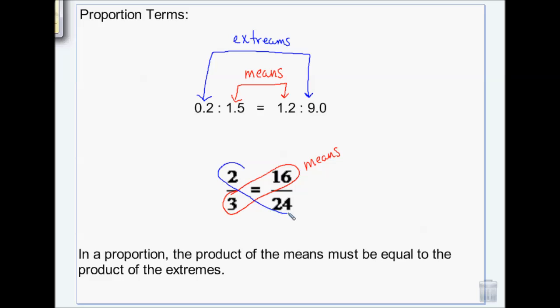That is these two numbers. Okay. Now, in a proportion, the product of the means is equal to the product of the extremes. That means if I multiply the two means together, it has to equal the same as the two extremes. So looking at this, 3 times 16 has to equal 2 times 24 for this to be a true proportion. That's 48. This is 48. So it works.